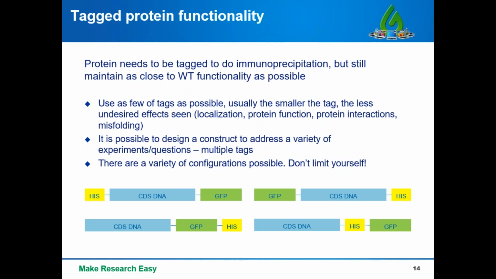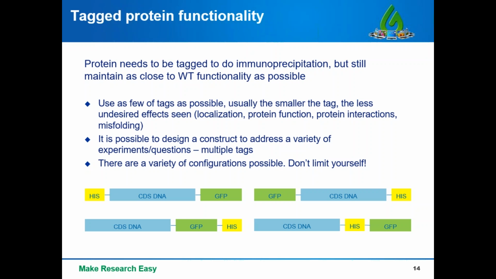It is also possible to design a construct to address a variety of experiments and questions, by the use of multiple tags. I'll explain what I mean by this in later slides. And lastly, there's also a variety of configurations possible. So don't limit yourself. This actually goes back to my main point of advice, which is to practice redundancy when you're doing your plant biology research experiments.